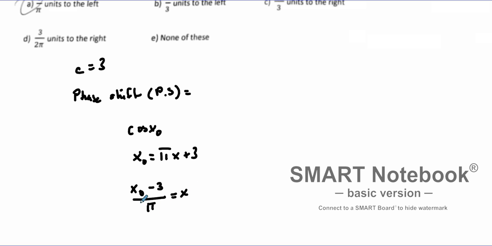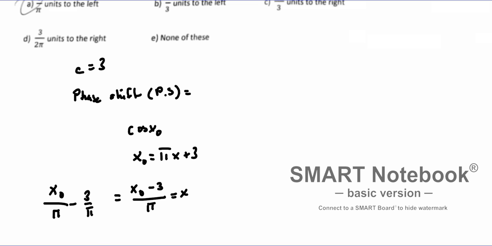So we're dividing by pi, and we want to know what we are adding here. Let me simplify this a little bit further. We have x sub 0, whatever that original from cosine is going to be, and we're going to divide by pi, but we're also going to have minus 3 over pi.